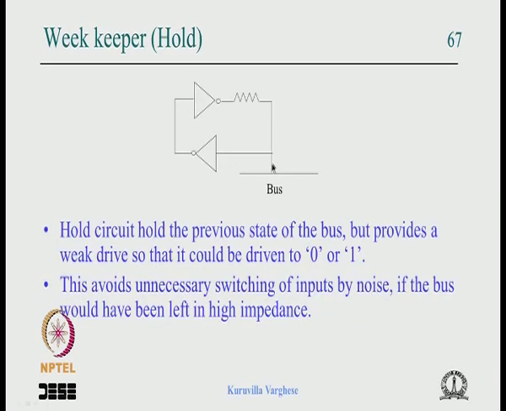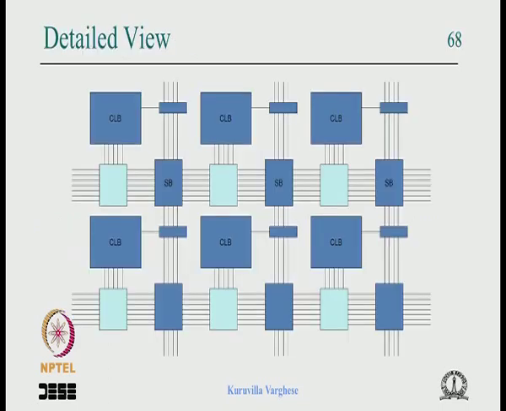It is a flip flop which latches the input, but you can see the output is driven through a large resistance. So it really does not matter, even though it is held by a flip flop, the other circuit can pull it down or pull it up with a low resistance. There is no VCC to ground short circuit because of this resistance, but it avoids the switching due to noise. And this is the main wiring diagram.